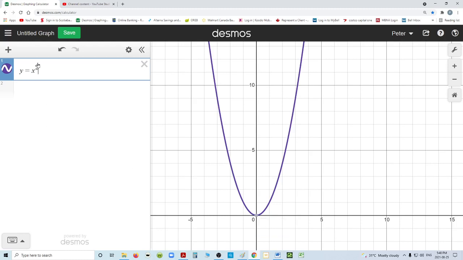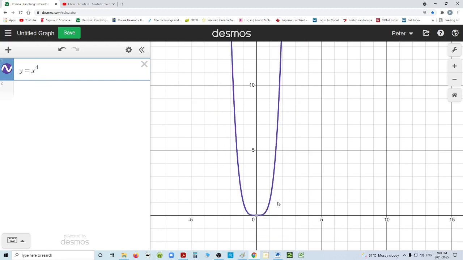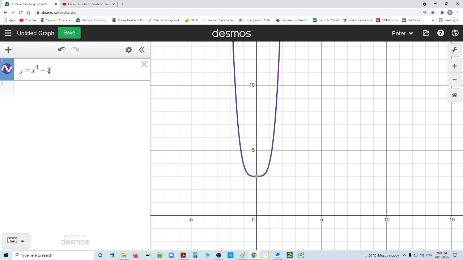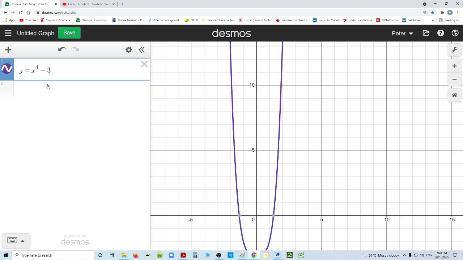Let's look at a power of 4. So the basic one looks like it only turns once, right? It touches the x-axis once. If I add 3 to that, it touches the x-axis never. If I subtract 3 from that, it touches the x-axis twice. But you might say, well, you said it could touch the x-axis up to 4.